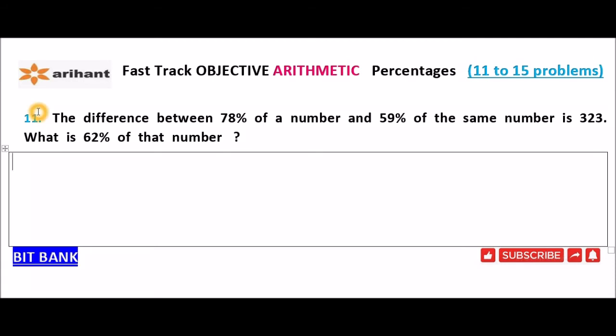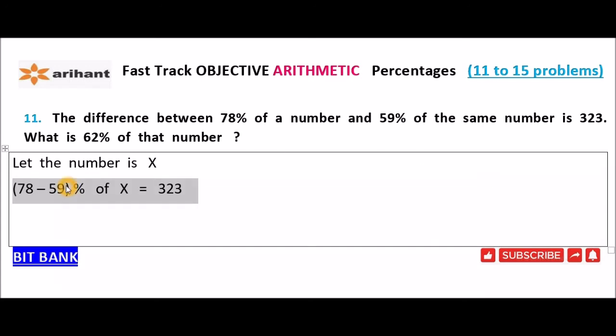Now, the 11th question. The difference between 78% of a number and 59% of the same number is 323. So, what is 62% of that number? Okay, let the number be x. Given that the difference between 78% of the number and 59% of the same number is 323, that means 78% minus 59% of the number is equal to 323.